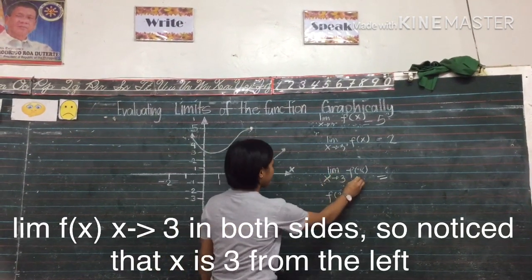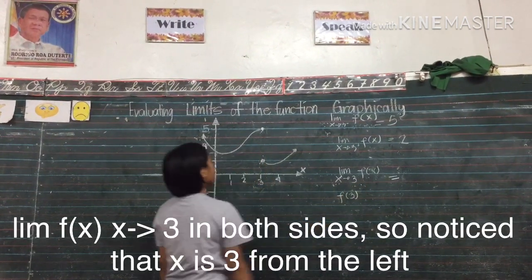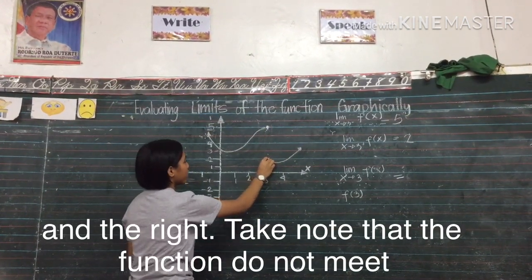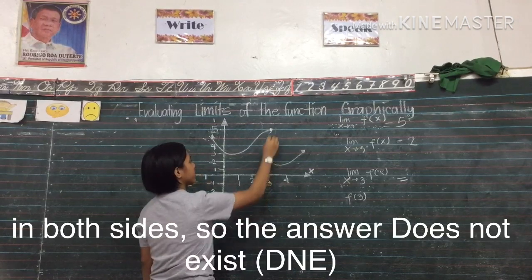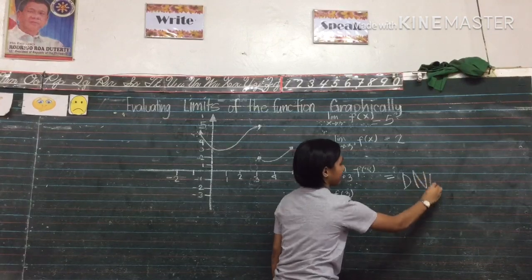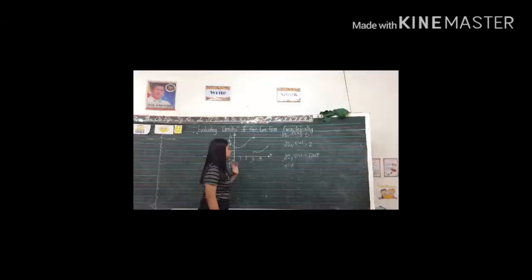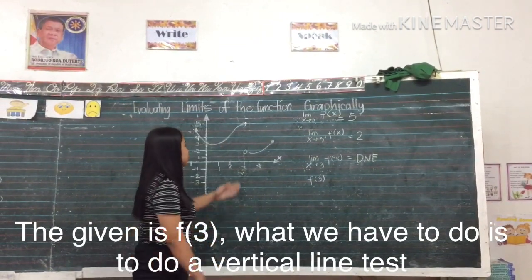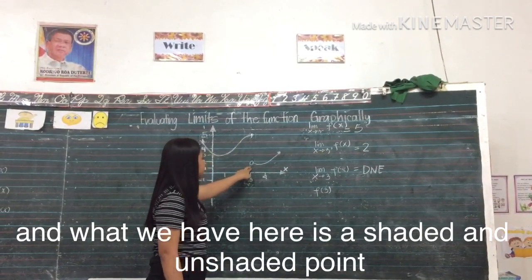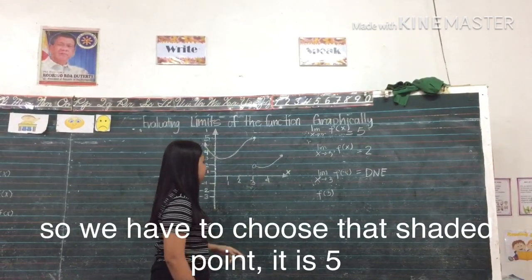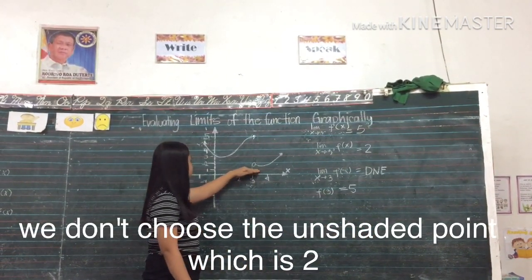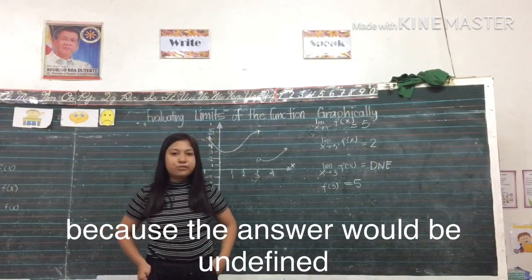Limit of f of x as x approaches 3 from both sides. Notice that x is 3 from the left and the right. Take note that the function does not meet from both sides. So the answer does not exist. The given is f of 3. What we have to do is a vertical line test, and what we have here is a shaded and an unshaded point. So we have to choose the shaded point, which is 5. We don't choose the unshaded point, which is 2, because the answer would be undefined.